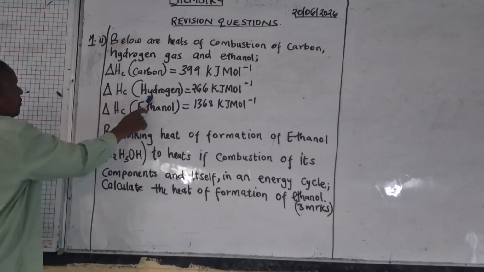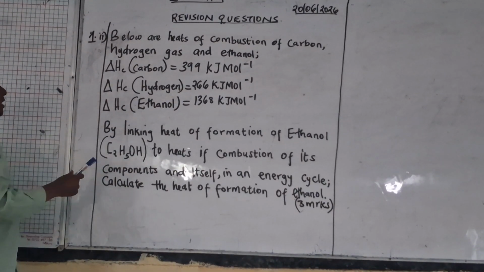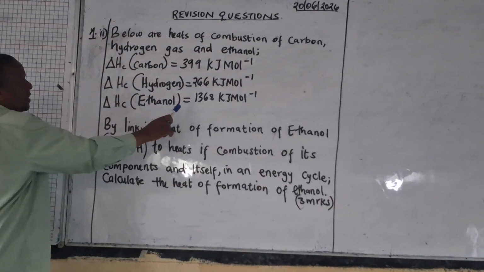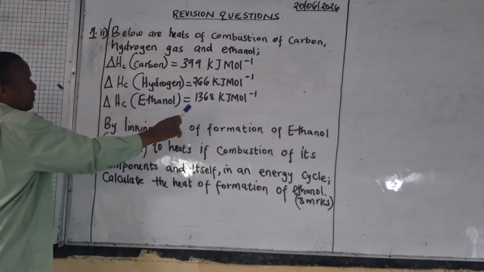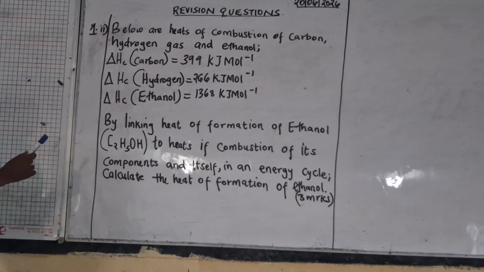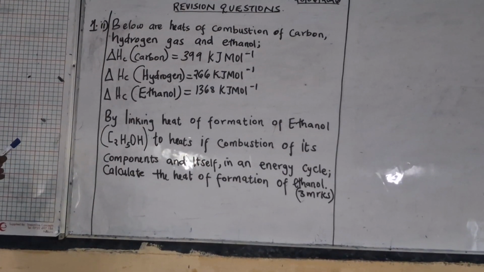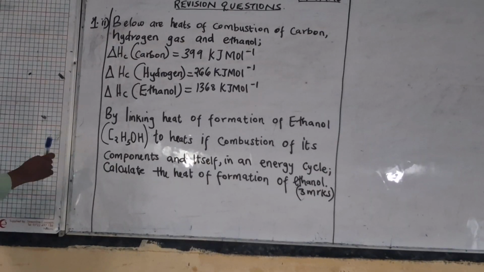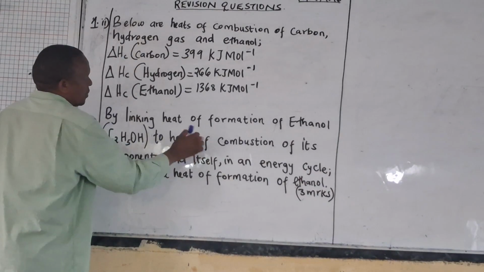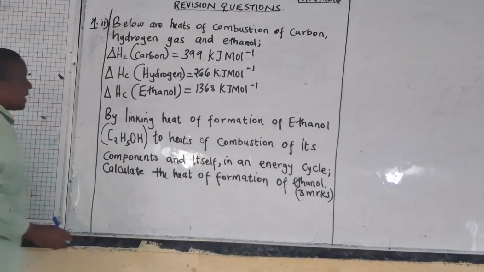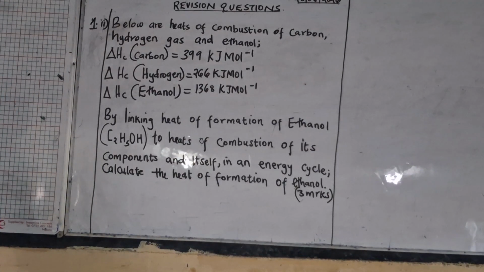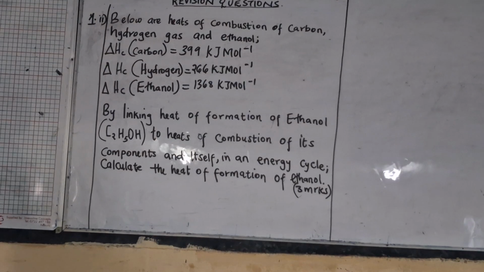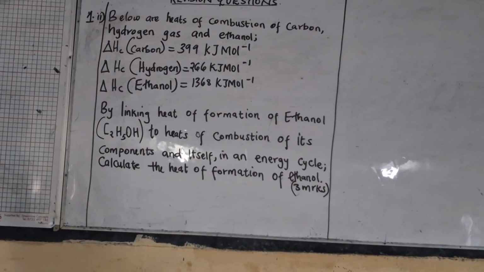Enthalpy of combustion of hydrogen, 266 kilojoules per mole, and enthalpy of combustion of ethanol is equal to 1,368 kilojoules per mole. By linking the heat of formation of ethanol, that is C2H5OH, to heats of combustion of its components and itself in an energy cycle, calculate the heat of formation of ethanol.